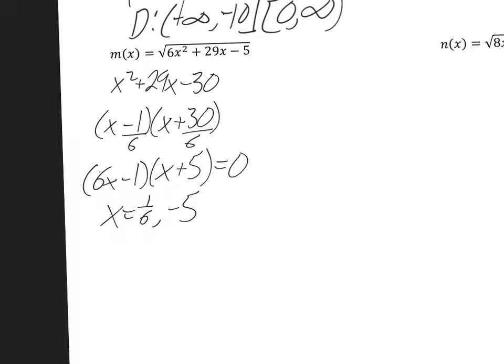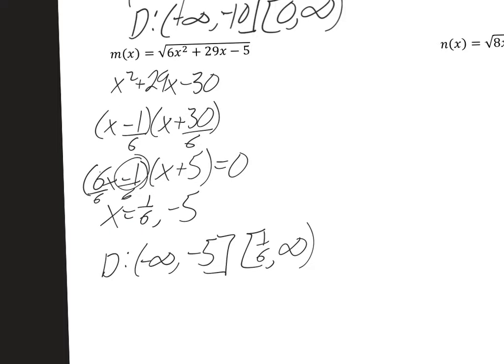The 1/6 came from right here. I added the 1 over from right there, and then I divided it by 6. Okay, so my domain is going to be from negative infinity all the way to negative 5, and then from 1/6 all the way to positive infinity.